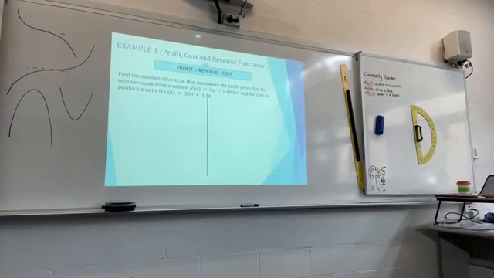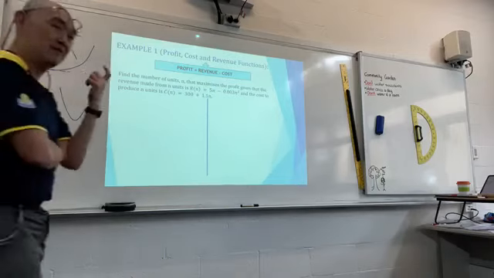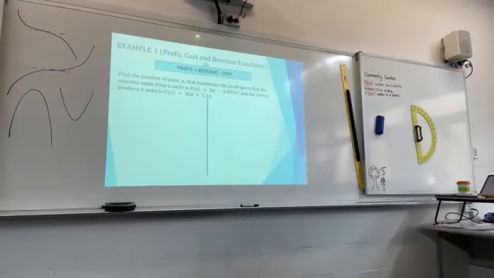So now, read the question. Find the number of units that maximize the profit, given that the revenue made from n units is that function, and the cost to produce n units is this function. So you've got two functions there. How are you going to apply that function? How are you going to use those two functions to come out with a profit function?